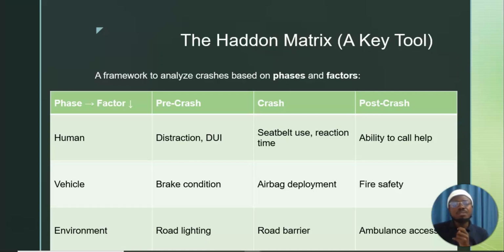Then we have the environment. The pre-crash might be the road lighting. If the road lighting is very bad, most especially at night, we know some areas where the lighting on the road is very bad. During the crash, a road barrier might also help in those regards. Then the post-crash will be the access to an ambulance in order to help victims that might have been involved in the crash or in the accident.